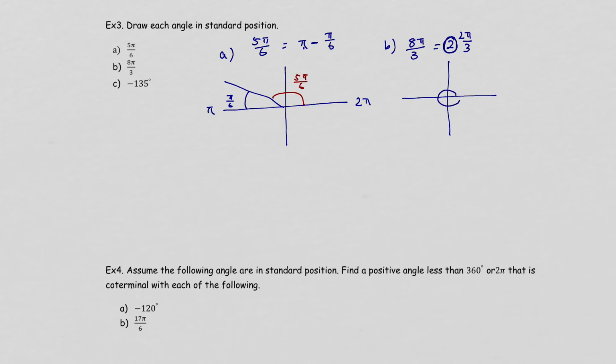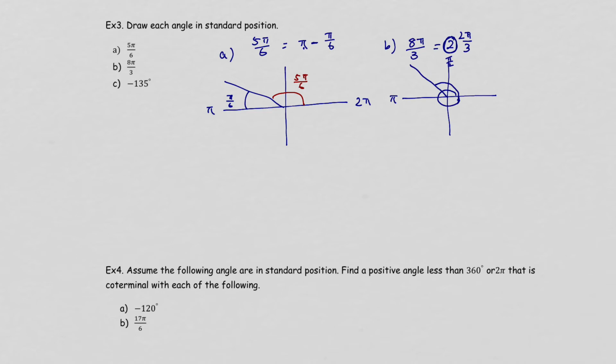And going 2 pi over 3 more. I need to know if 2 pi over 3 is smaller than or larger than pi over 2. It is smaller than pi. Because it's bigger than pi over 2, it should be in the second quadrant. So after one circle, go a little further to get 2 pi over 3 more.